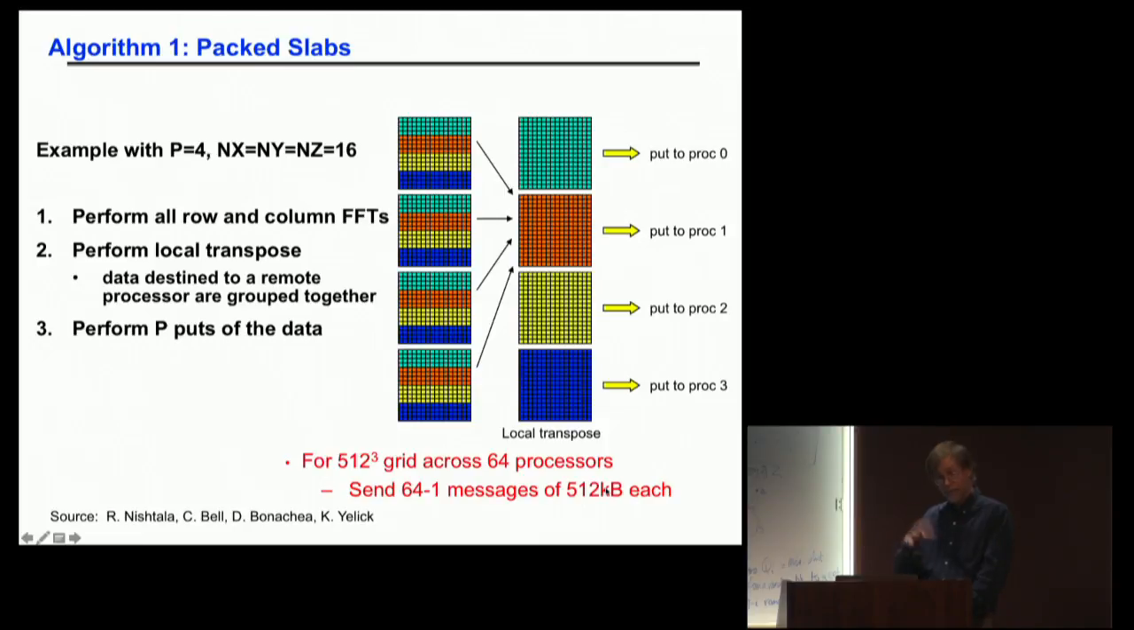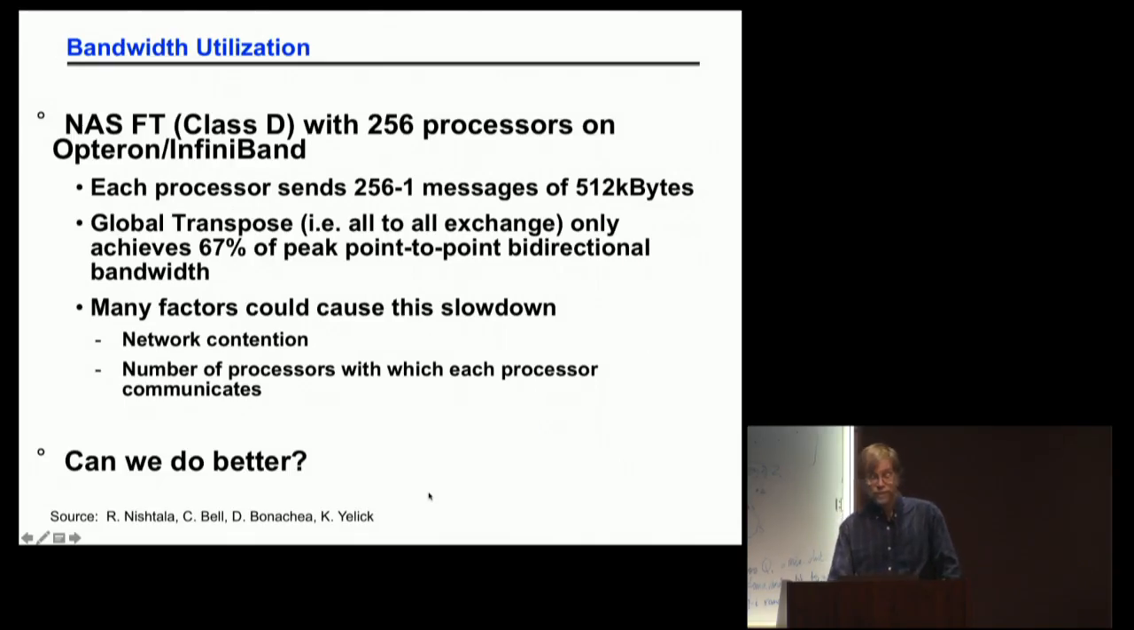All these different implementations are going to show you are going to send the same total amount of data, but the number of messages is going to vary significantly. So let's now think about, what happens if I do that? I'm only going to get 67% of peak bandwidth. And so what I need to do is somehow change the way this is organized to make it run better.